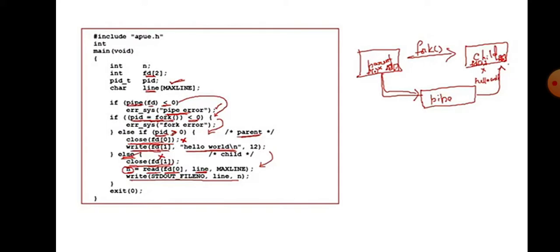And the child, after reading this, will write whatever has been read through the pipe from the parent to the standard output. And what message is displayed? Whatever has been read. Hello world. So this will be the output of this particular program.